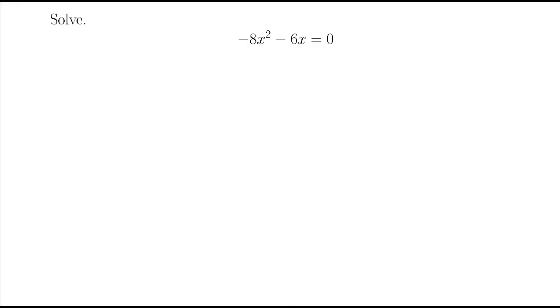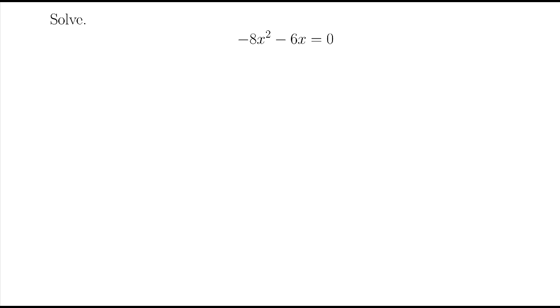Let's solve the equation negative 8x squared minus 6x equals 0. Okay, so we're dealing with a quadratic equation, right? We have x to the second power in this problem. So our strategy is typically to see if we can factor it, write it as multiplication, where you have two things multiplied together that are set equal to 0. That way we can use the zero product property to solve it the rest of the way.